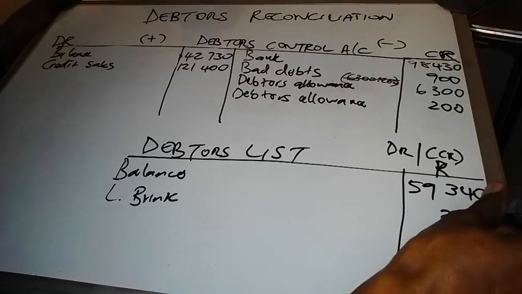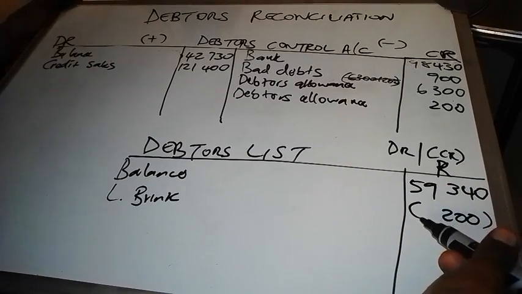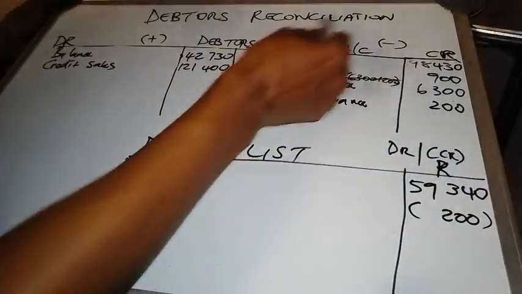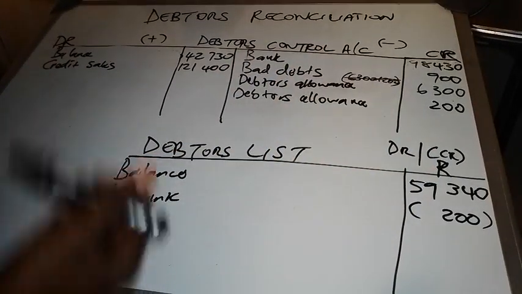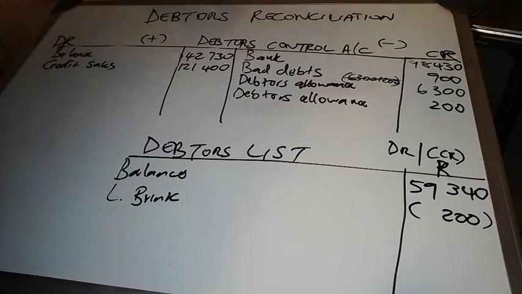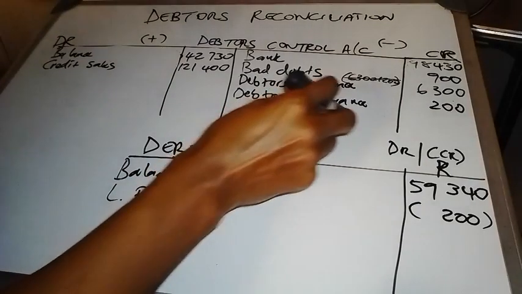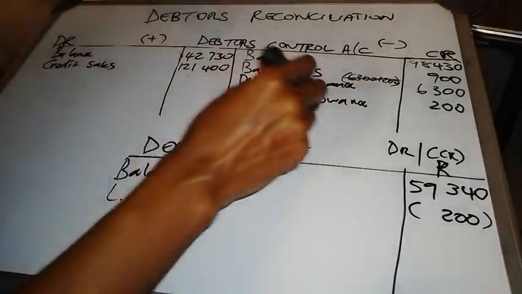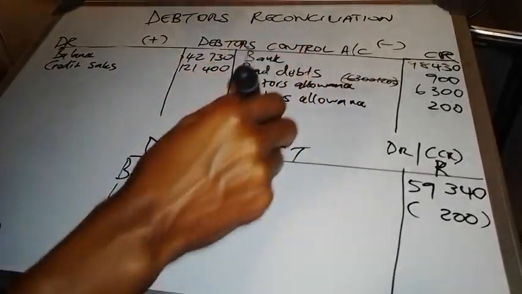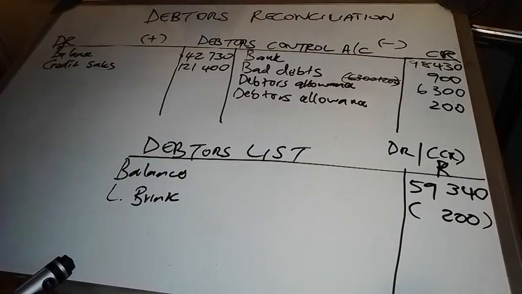200. Now, it reduces, so that's why you need to subtract it. Here we have credited it because it reduces their balance. Now, the next item has said, why do we record it on both? Because they say no entry has been made. So it affects both the control account as well as the debtors list.